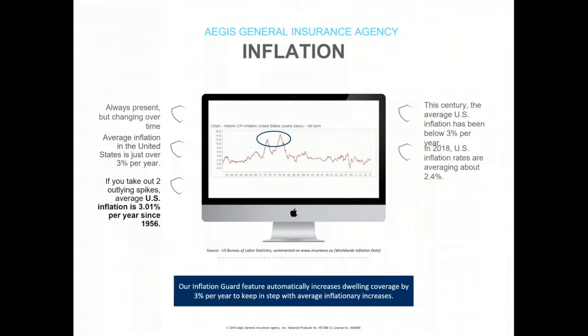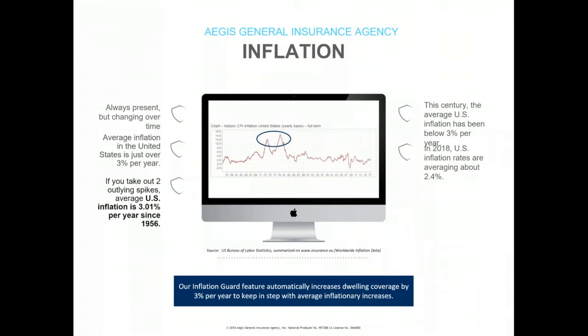The tool that we put in place to help your clients keep in step with inflation is an inflation guard endorsement. We apply that for free automatically to every DP3 and HO3 policy that we write. It provides a 3% annual adjustment to the coverage in the policy.